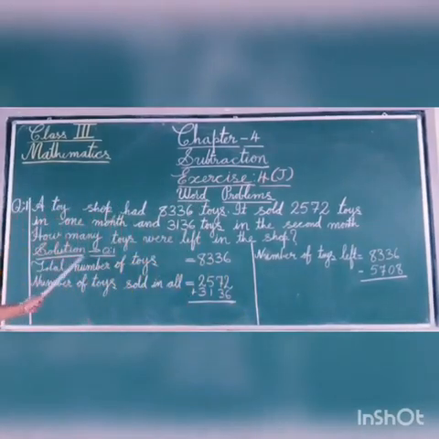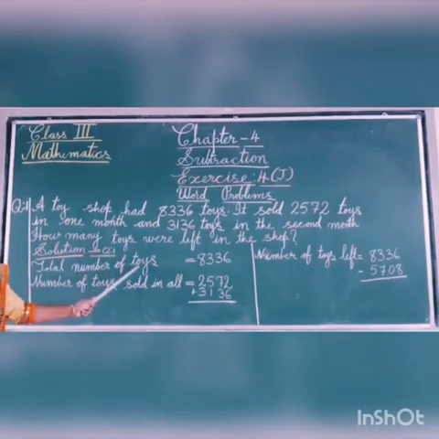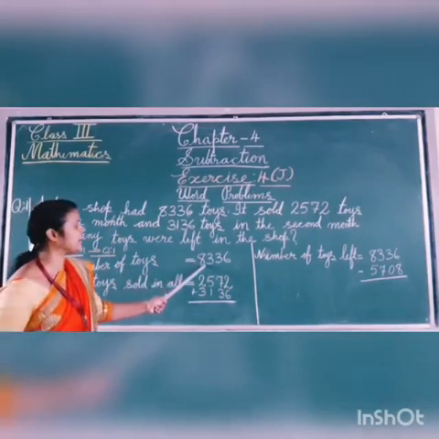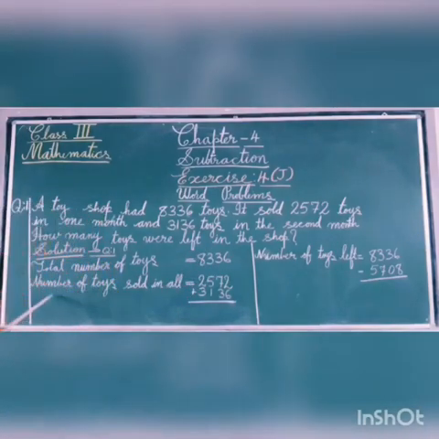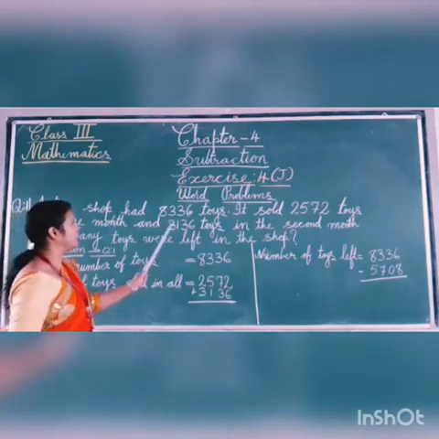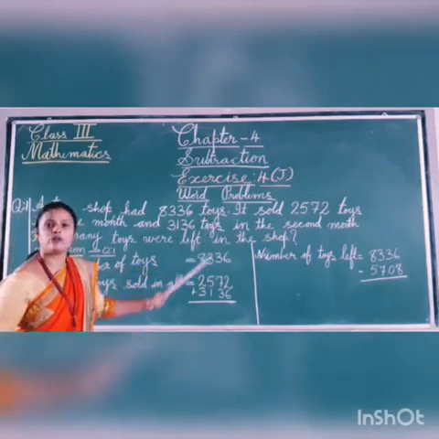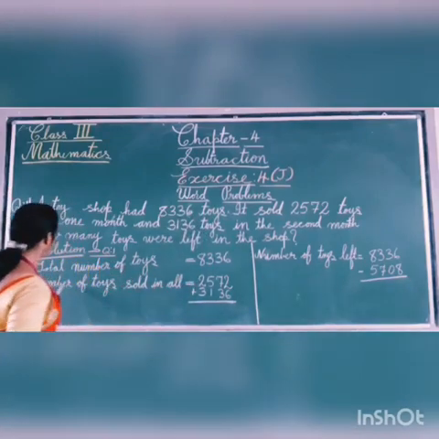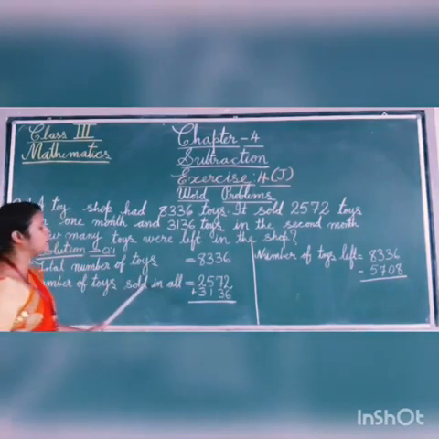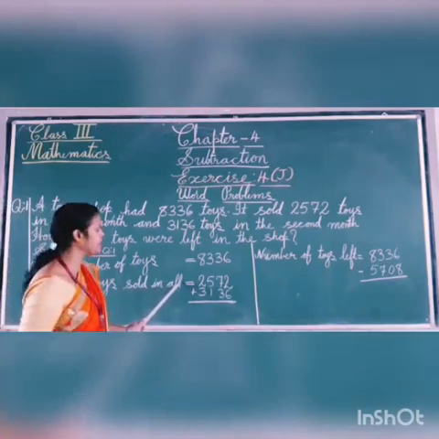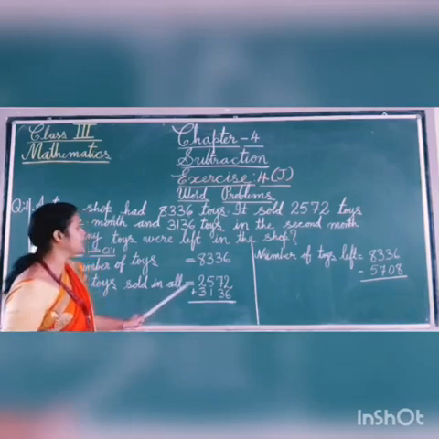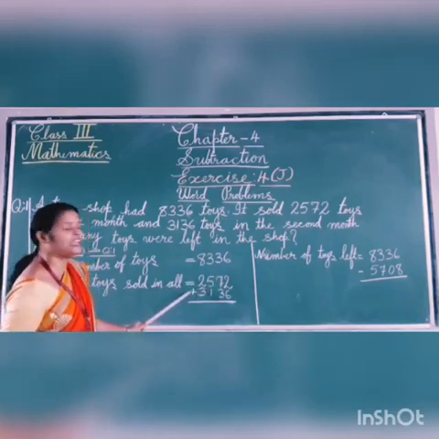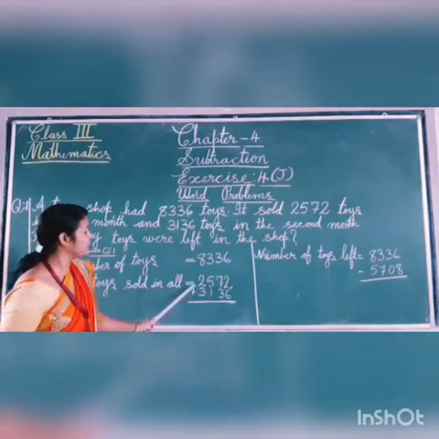So, the solution I have made here. First step, we will write the total number of toys. Total number of toys, there are 8,336 toys. Then the number of toys sold in all. We are not writing them one by one, otherwise it will become too long. So now what we will do, number of toys sold in all, that means in total how many toys were sold in both months. Now here we have to add and find out how many they have already sold.